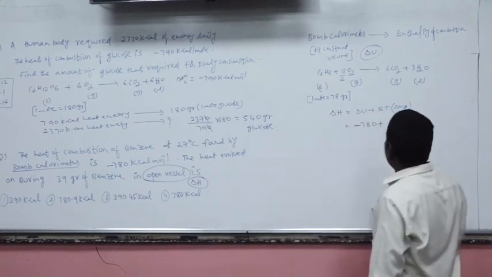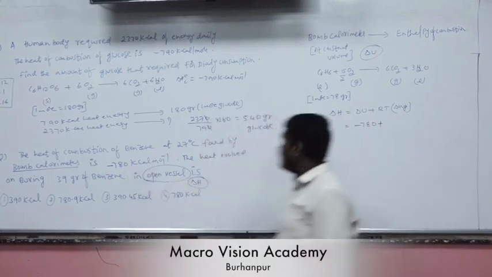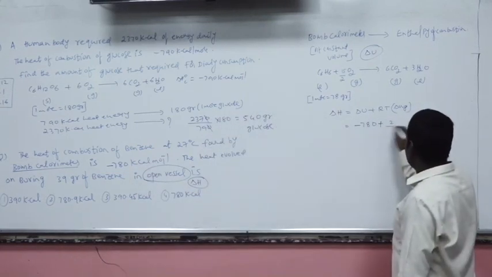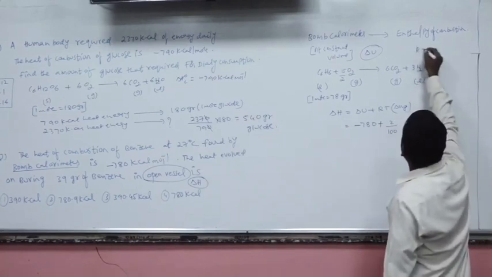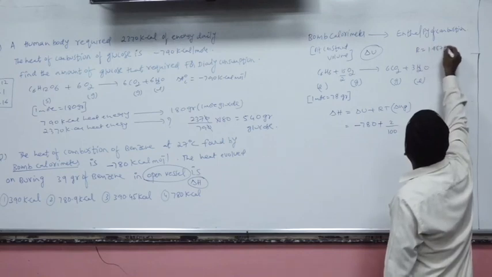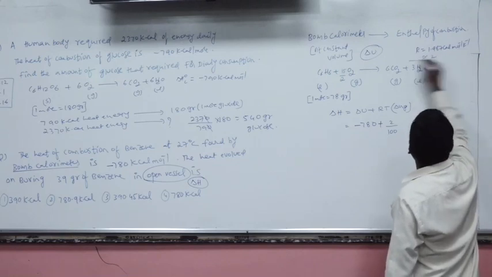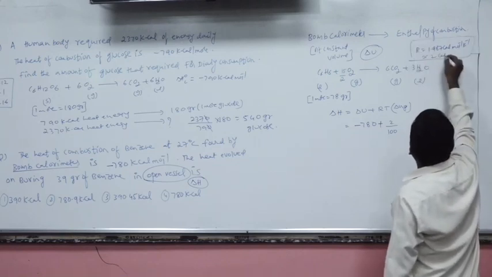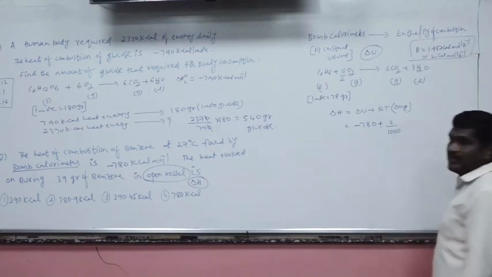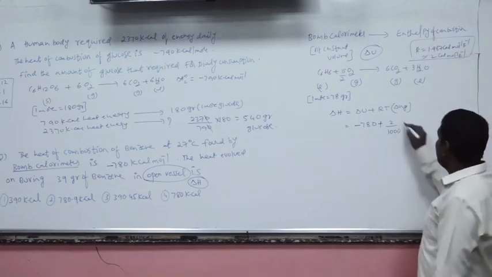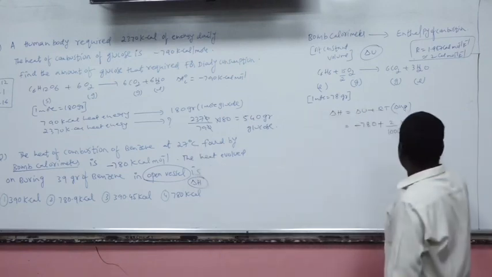Plus, what R value is to be taken? The delta U value is given in kilocalories, so the R value should be taken in kilocalories. In calories, generally the R value is 1.987 calorie per mole per Kelvin. So approximately shall I write 2 here? Calorie per mole per Kelvin, so I am converting into kilocalories. What is the temperature given to you? 27, that is 300 Kelvin.